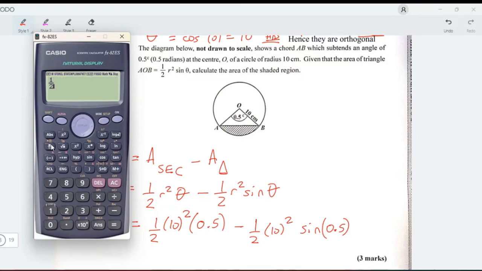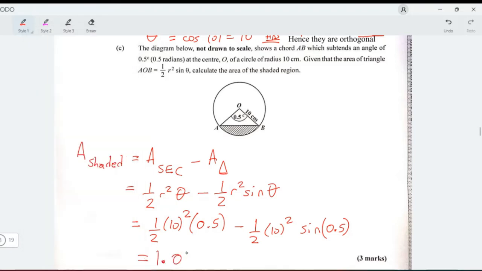Now we have half 10 squared times 0.5 minus half 10 squared times the sine of 0.5. So in that case, we're getting 1.028. I'm just going to work with 1.03. That's the area shaded, centimeters squared.